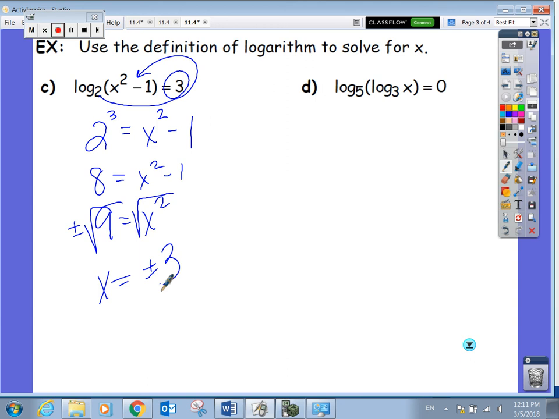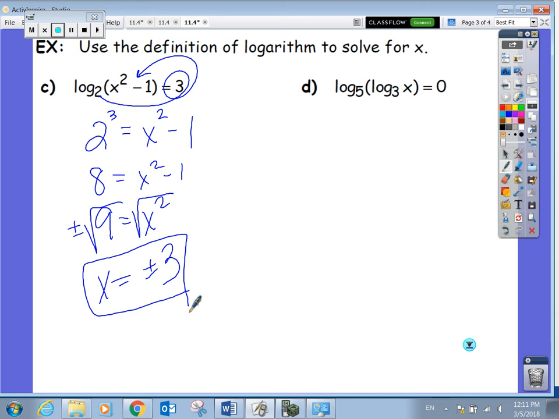All you do is plug this back in. This is the argument, x squared minus 1. So when I plug in 3, I get 9 minus 1. That argument's positive. When I plug in negative 3, I get 9 minus 1. That argument is also positive. Therefore, both of those answers worked. If you have two answers and one of them works, one of them doesn't, you exclude one of them. If you have one or two answers and none of them work, then it's no solution.